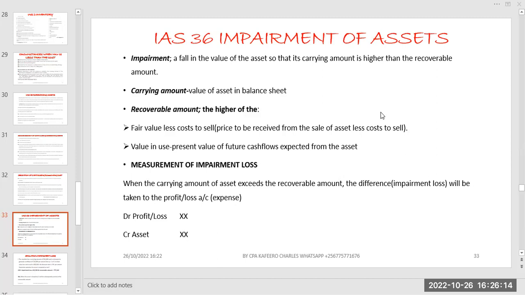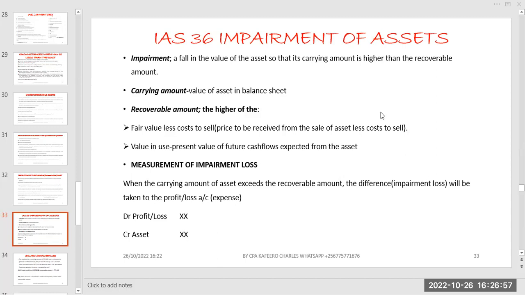One of them is inventory. Inventory is catered for under IAS 2, as we saw earlier. Then we have living from construction contracts. Then we have biological assets, IAS 41. Then we have assets that are held for sale, that is IAS 5. We have deferred tax assets, that is IAS 12.